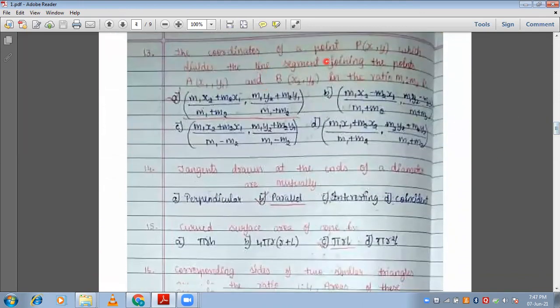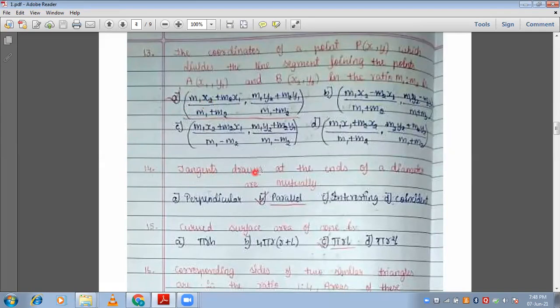Next, the coordinates of a point P of x comma y, which divides the line segment joining the points A of x1 comma y1 and B of x2 comma y2 in the ratio m1 is to m2, is dash. From the section formula, it is m1 into x2 plus m2 into x1 divided by m1 plus m2 comma m1 y2 plus m2 y1 divided by m1 plus m2. So option A is right.